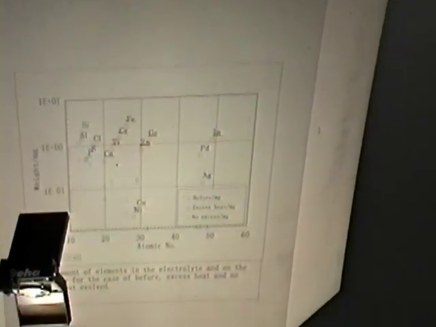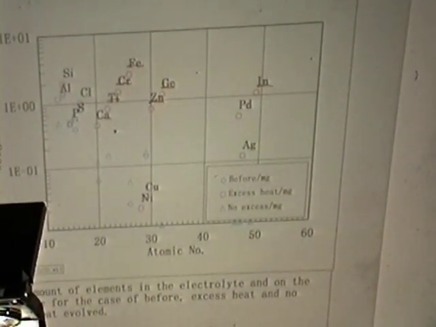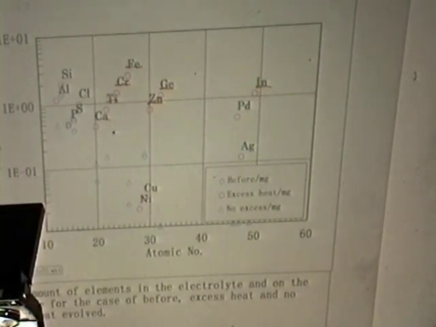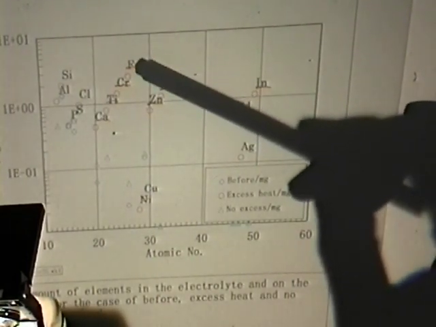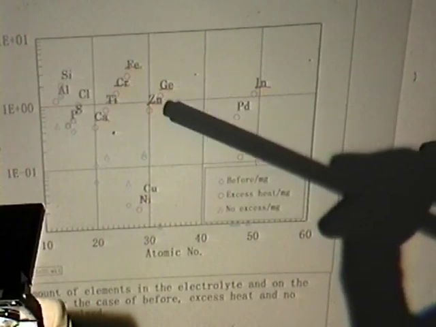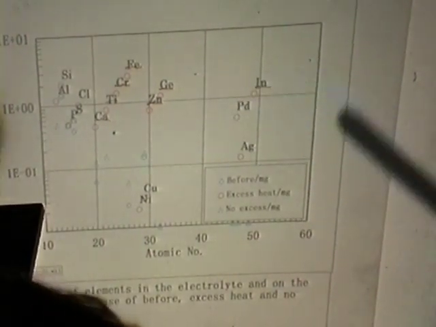Meanwhile, other elements were detected in the solution. These were derived from the element on the electrode surface and the deposition at the bottom of the cell. Typical analyzed element distribution is shown in this graph. Here, the difference between the case of excess heat generated and no excess heat is clearly shown in this figure. Especially, you can see strong iron, chromium, titanium, germanium, and indium.